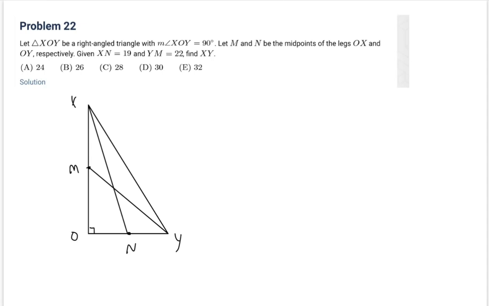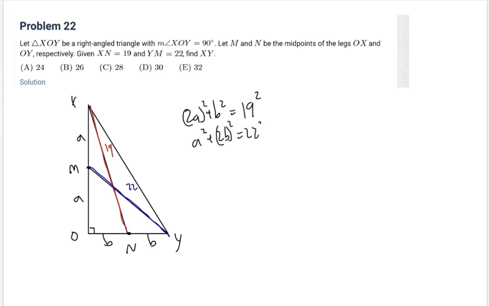Let's say that if this is A and this is B, this is B, this is A, so XN is 19, and MY is 22. So let's say 2A squared plus B squared equals 19 squared, and A squared plus 2B squared equals 22 squared. So 4A squared plus B squared equals 19 squared, and A squared plus 4B squared equals 22 squared. Find XY.